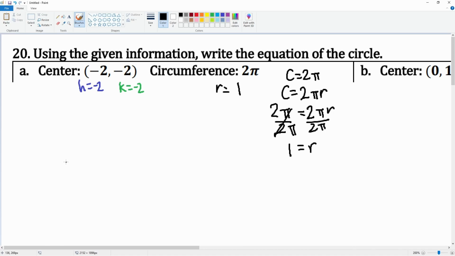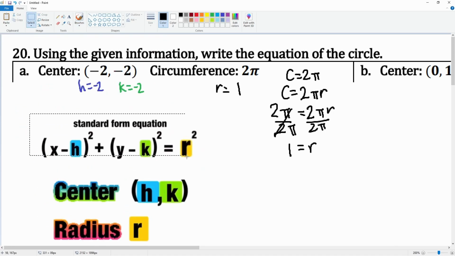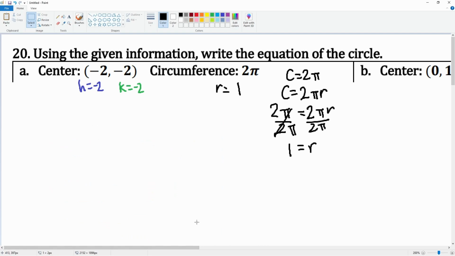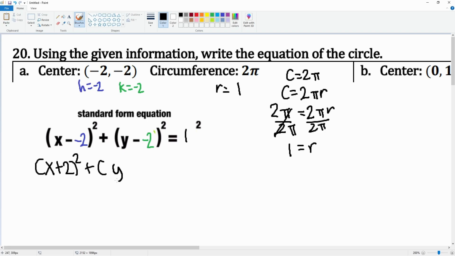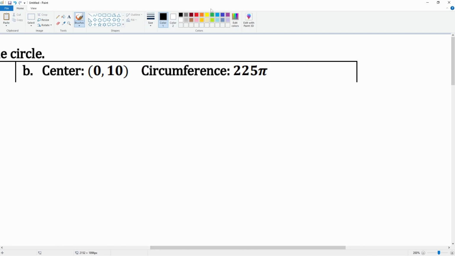Okay, so this is what I mean by the equation of the circle. This thing right here. Watch this. All I'm going to do is take out the h and plug in a -2. I take out the k and I plug in a -2. I take out the r and I plug in a 1. Now I can just simplify. A negative and a negative becomes a positive, so it's x plus 2 squared plus y plus 2 squared is equal to 1. There you go.